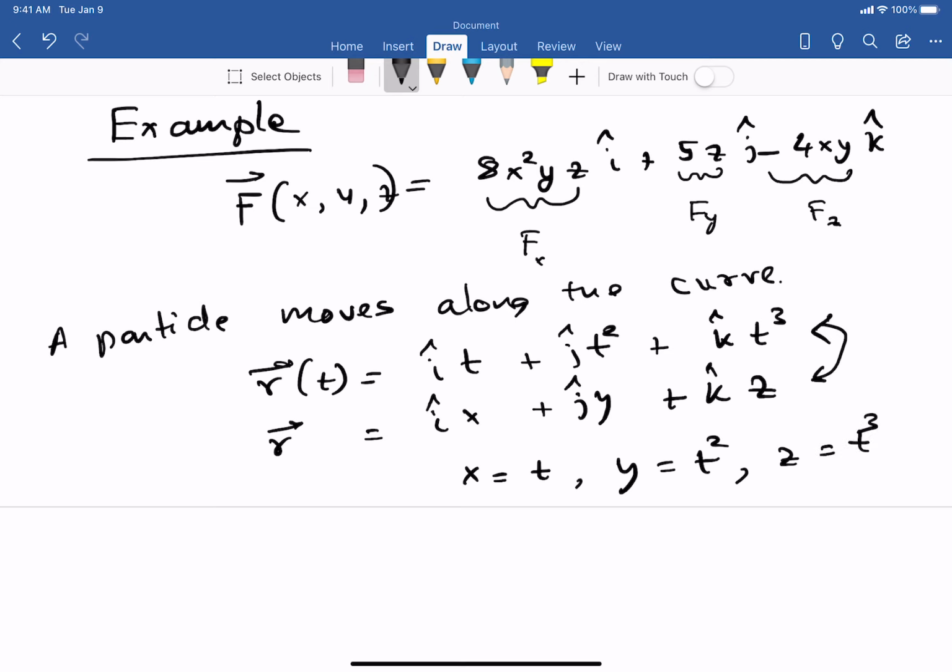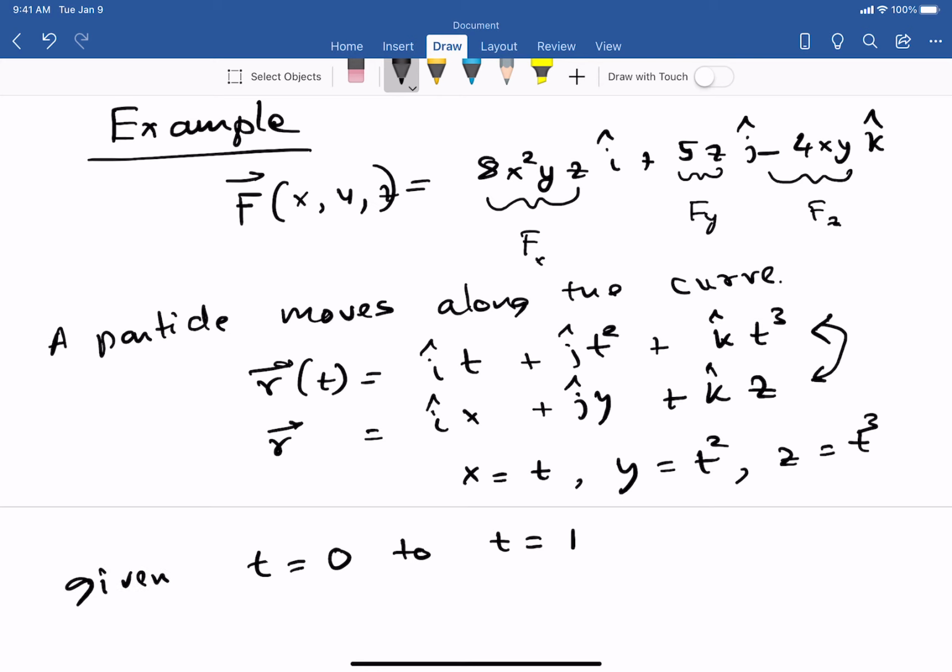Okay. So we have r, right? And we are also given that the particle moves from t equals 0 to t equals 1. That's also given in the problem.